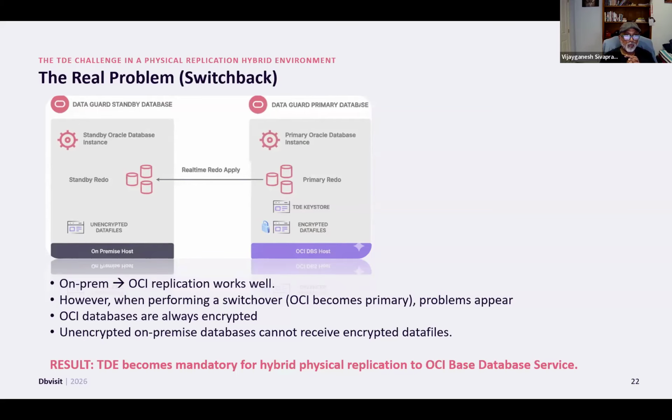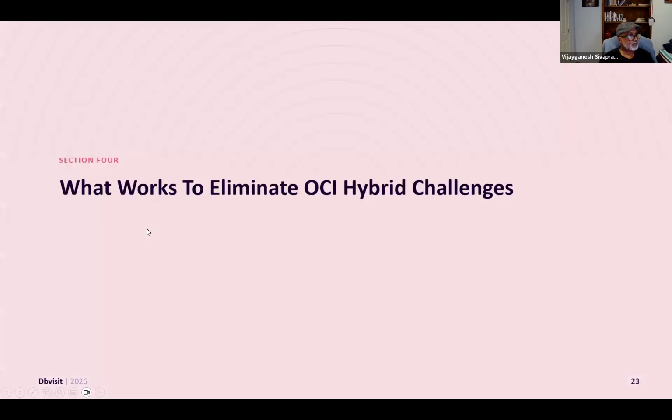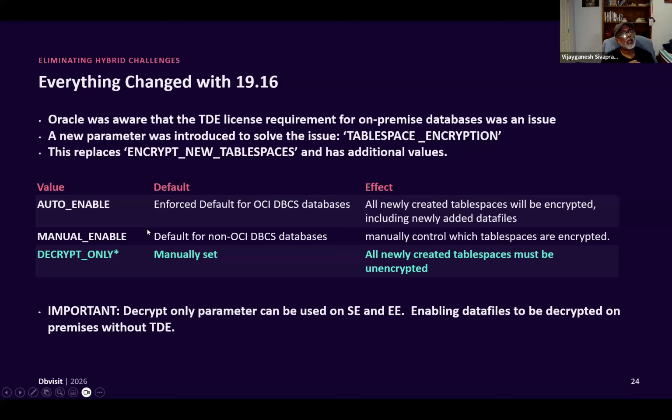And to eliminate this challenge, Oracle introduced a parameter called tablespace encryption in 19.16. And this replaces the encrypt new tablespace parameter. So there are three possible values for this particular parameter. One is auto enable, which is enforced by default in your OCI environment. So what it means is all newly created tablespaces will be encrypted, including newly added data files.